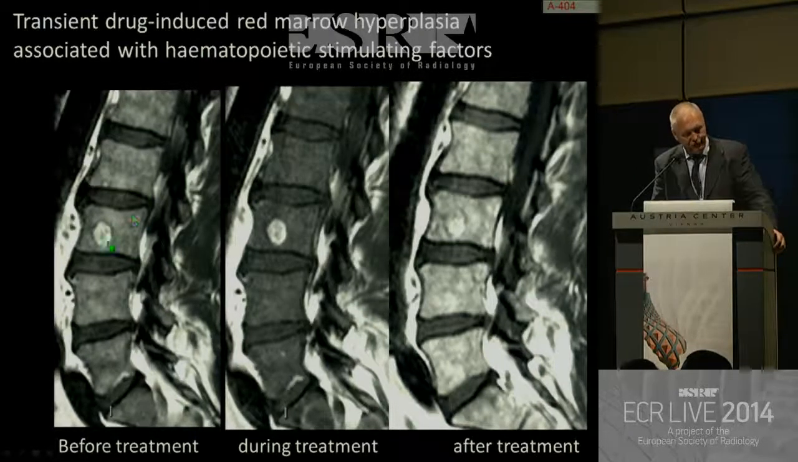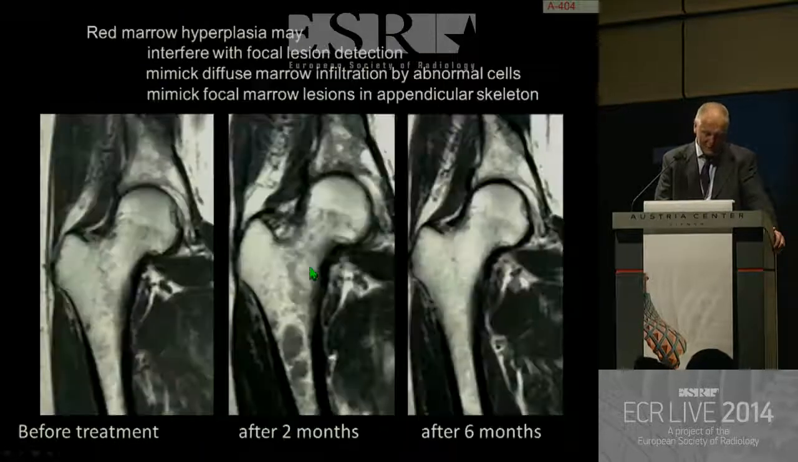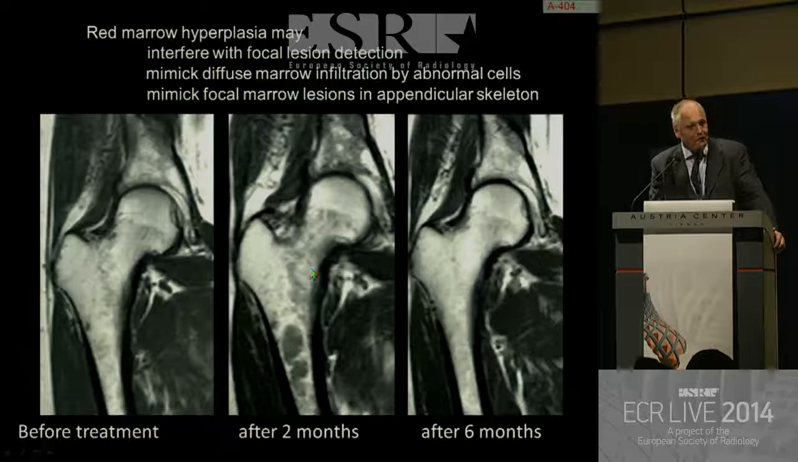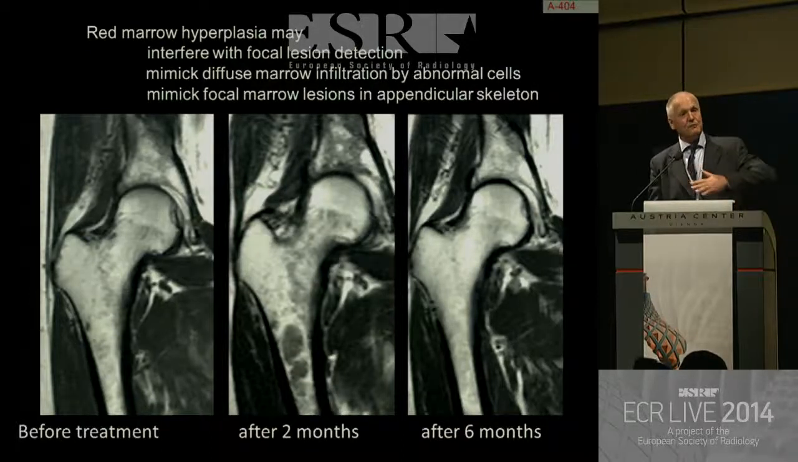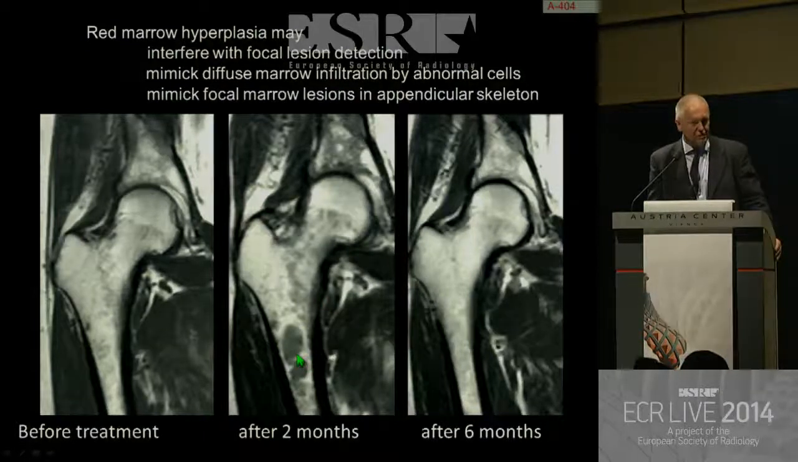And if you see before treatment, this is during treatment, very low signal intensity, but it's transient. If you stop the treatment, then the red marrow becomes normal or even more fatty. This could be related to the chemotherapy. One of the problems is that red marrow hyperplasia can be diffuse in the spine, but it can create nodules, just like the fracture that I have seen you.